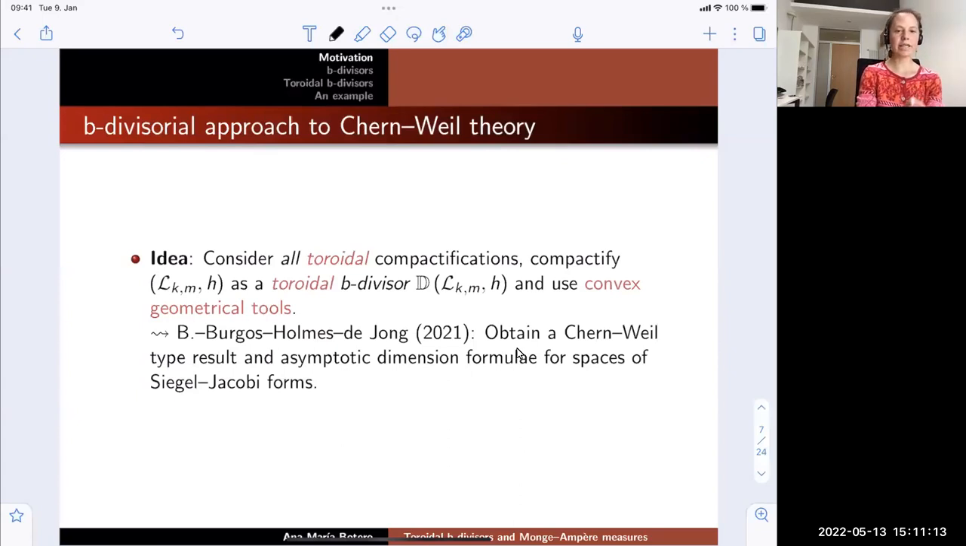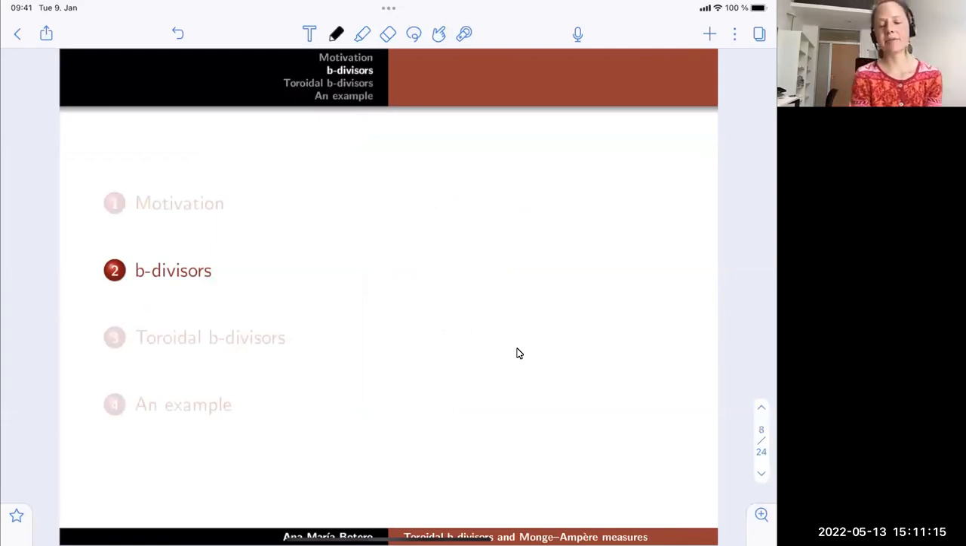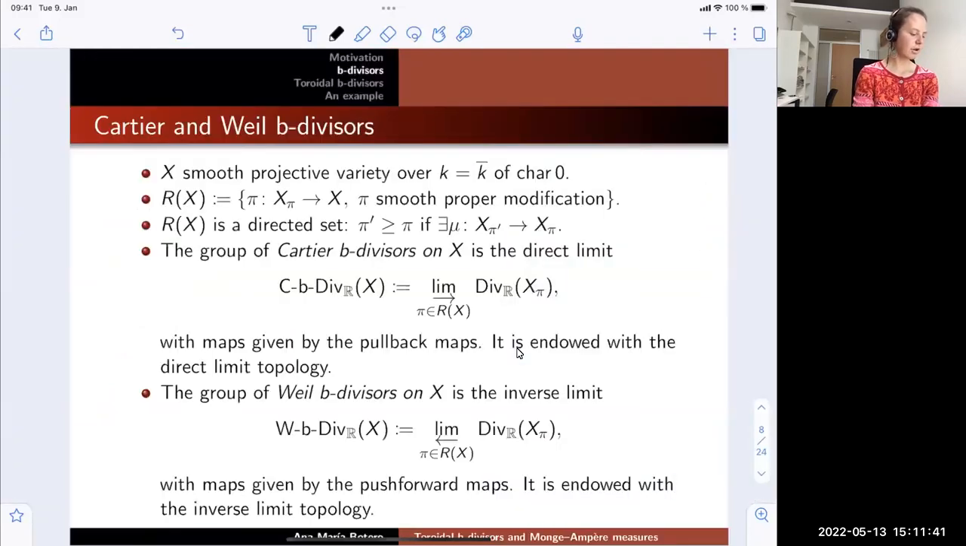And now let me then talk about b-divisors. So b-divisors, they were first, I think, studied by Shokurov in the early 2000s. And since then, a lot of people have worked with b-divisors, and I think they are becoming more and more important because people are realizing that they are nice objects to work with. And so the definition is as follows.